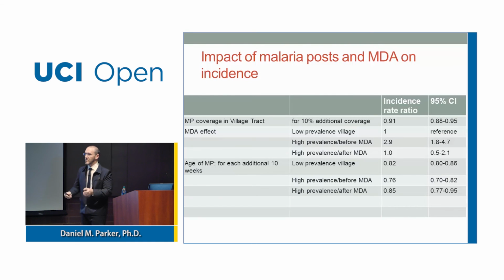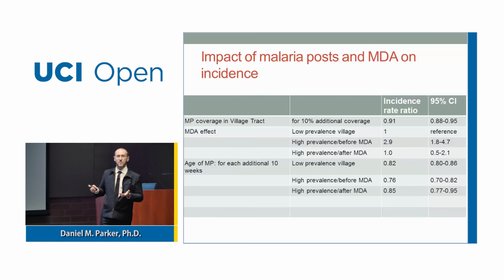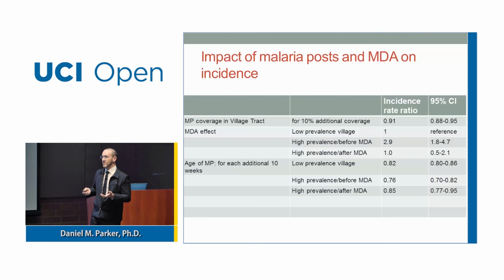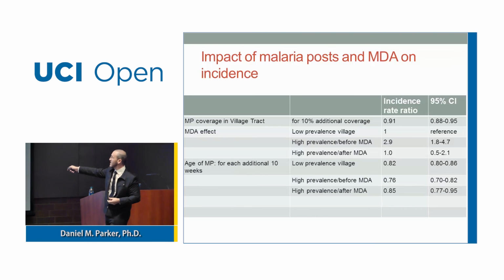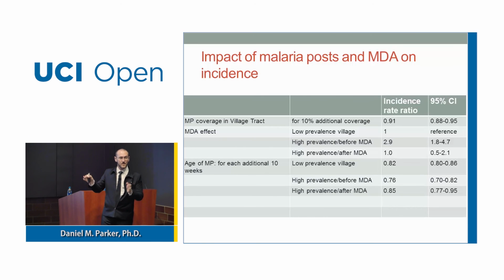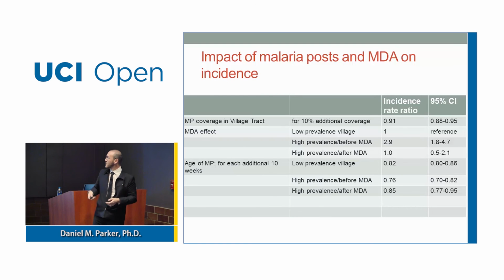So what we're interested in is what's the relative contribution of the malaria post and the MDA for knocking down the PF incidence. And we used a mixed effects negative binomial regression to look at this. So the outcome is the incidence rate ratio. And very briefly, a ratio of 1 means no effect at all. If the ratio is under 1, that means that you're having a reduction. If it's above 1, that means that it's higher in that one than the control.